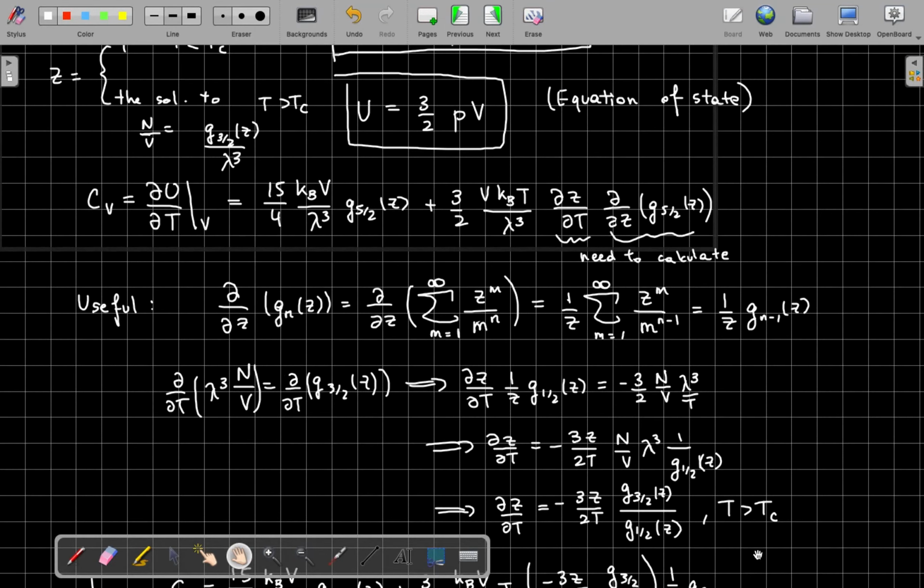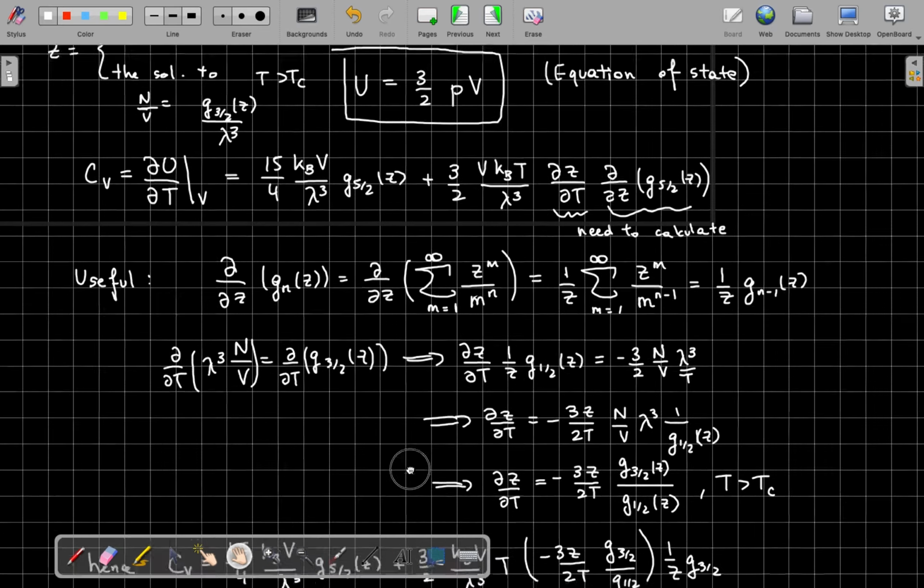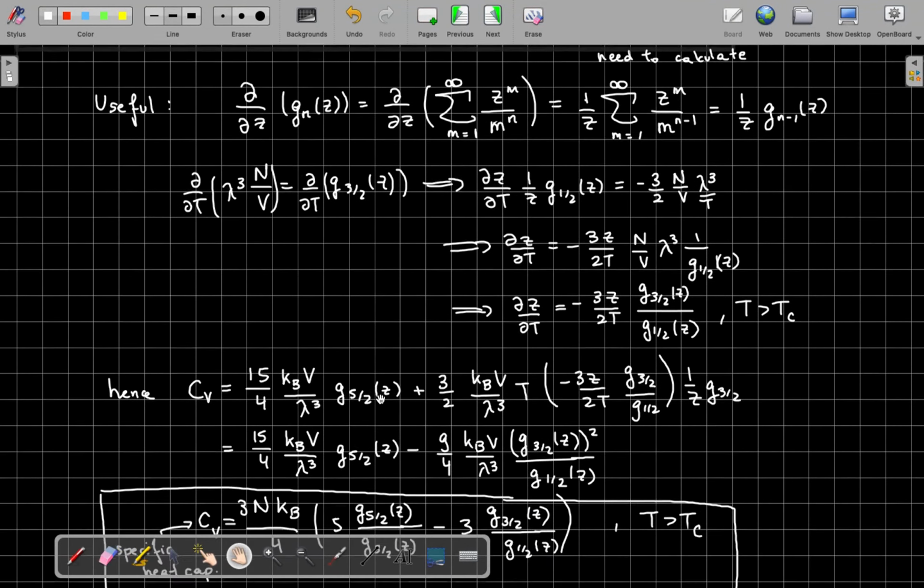So this derivative is only true above the critical temperature. Okay, this one holds in any temperature regime, but this one only above the critical temperature. We're going to work out the below critical temperature later.